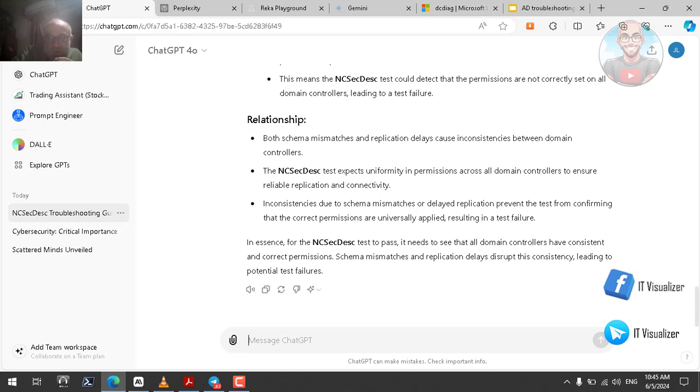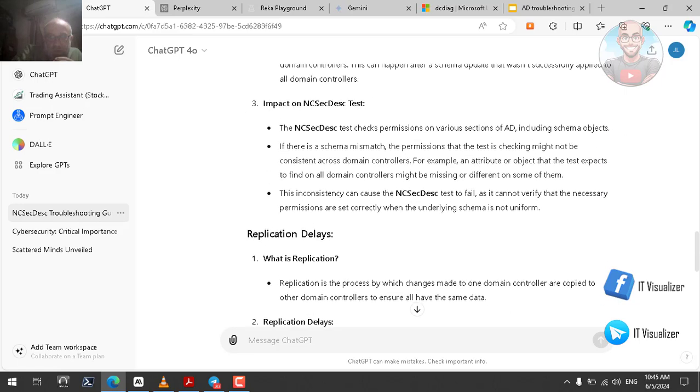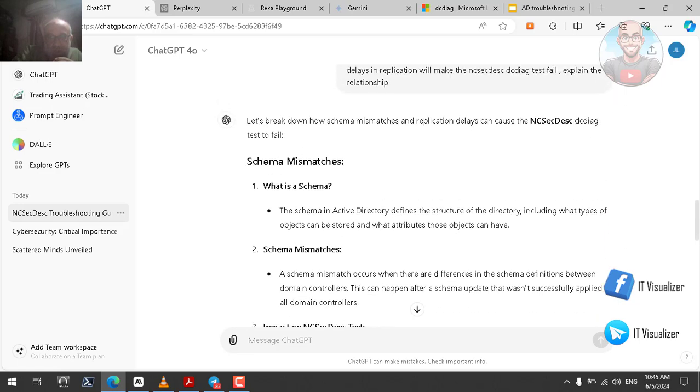Okay, let's see the answer here. First of all, it is describing what the schema is. The schema defines the structure of the Active Directory, including what types of objects can be stored and what attributes or properties those objects can have. For example, for the user, what data should be included with the user in Active Directory, for example the email section, the mobile section. Okay, this is the schema.